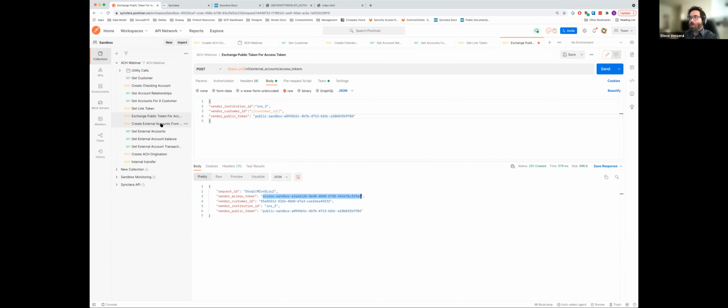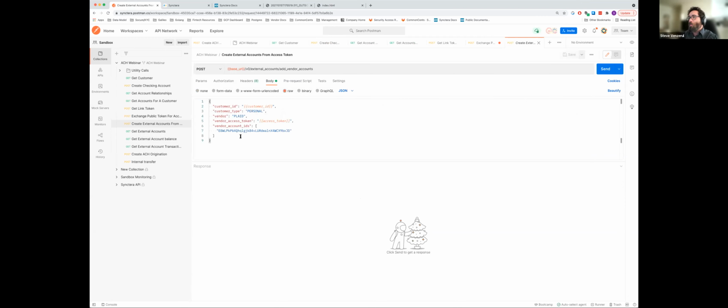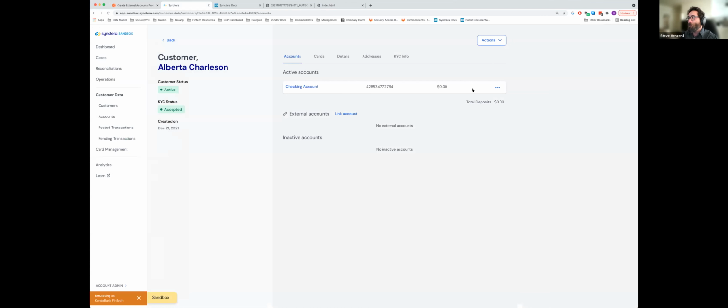And the next step is, now that we've verified that Alberta, in fact, owns this external account at Chase, we're going to create an external account in our system to represent this fact. So you can see at the moment, she only has this checking account and a verified external account, but no object in our system.